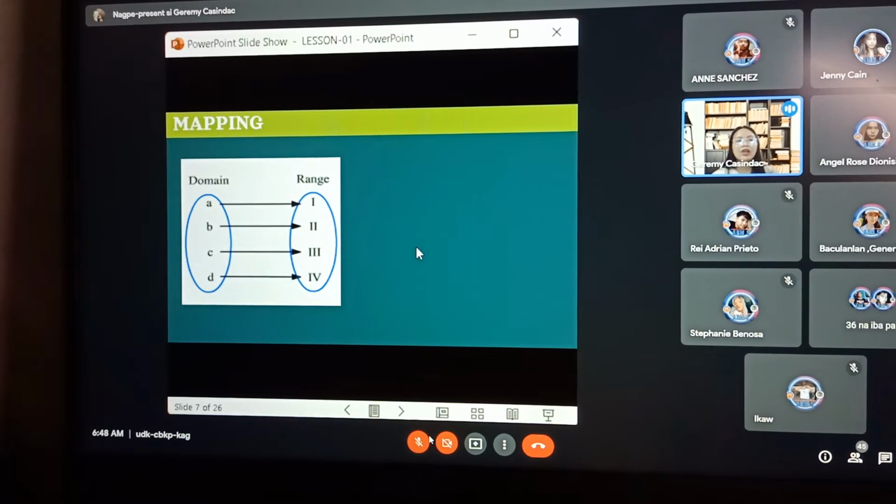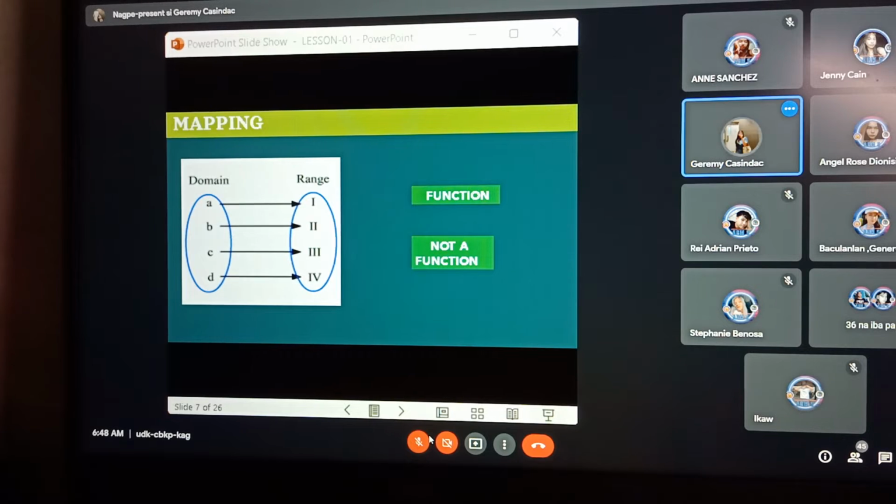Okay, so we have here a given example of a mapping. Okay? So you are going to identify if this example is a function or not a function.